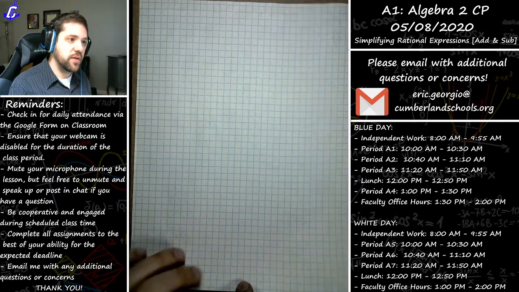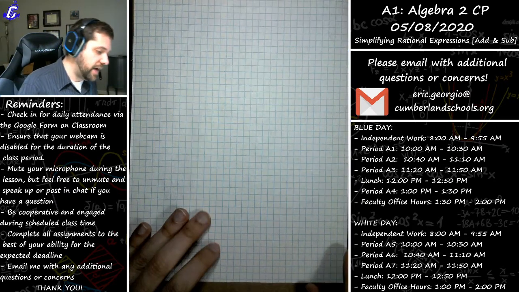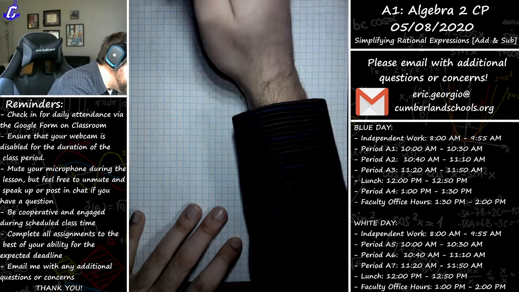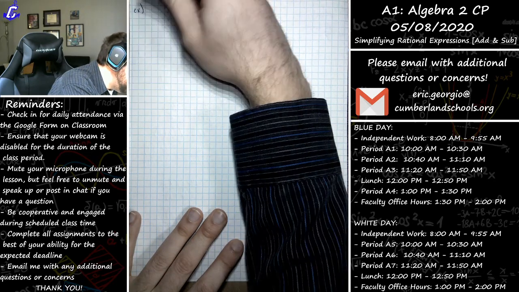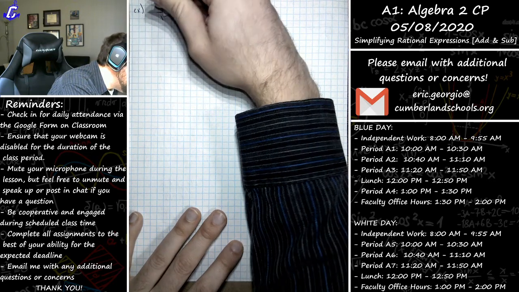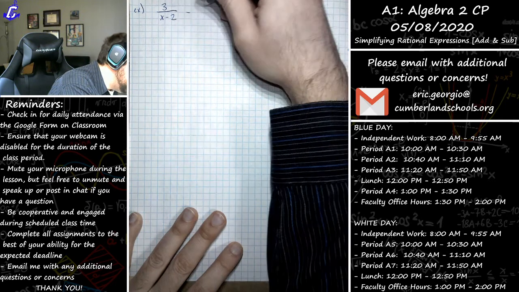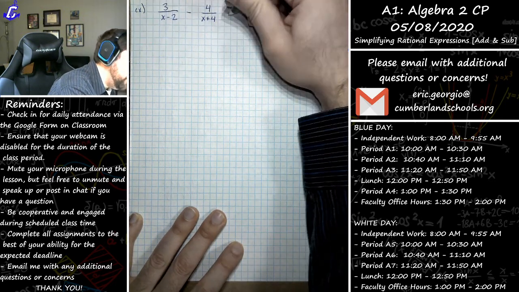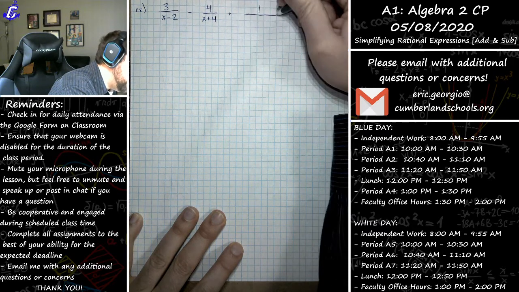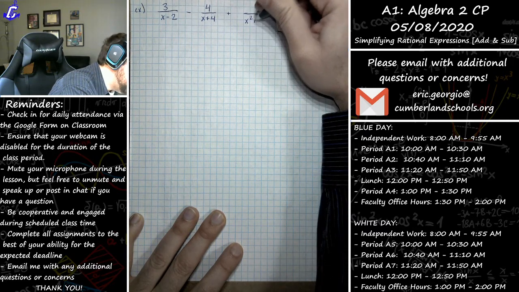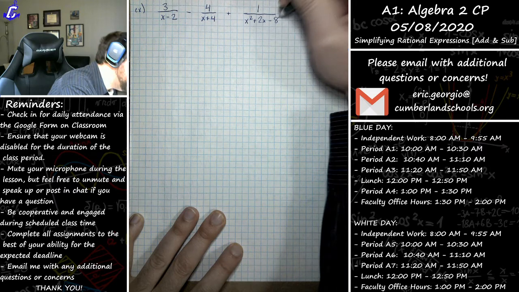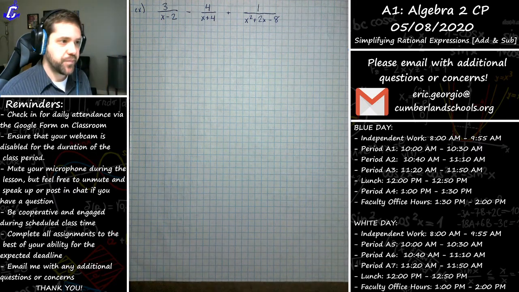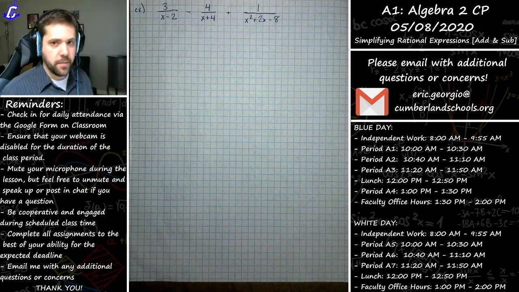Maybe let's do a little bit of factoring. Let's introduce a little bit of factoring. How about something like this? Ready? Good example here. 3 divided by x minus 2 minus 4 divided by x plus 4 plus 1 divided by x squared plus 2x minus 8. And we want to try to simplify that together into one term.